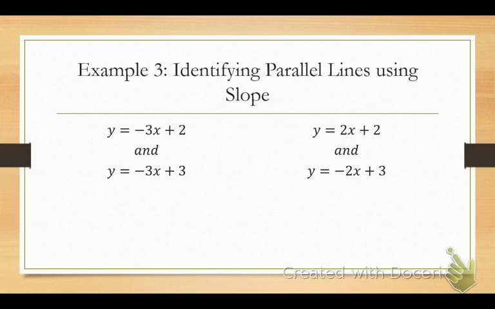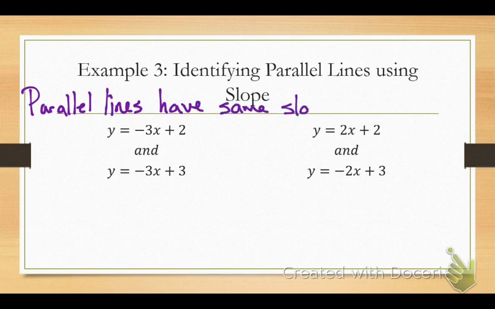Parallel lines, or 2 lines are parallel. Actually, write it this way. Parallel lines have the same slope. Parallel lines have the same slope. I guess I'll write that down too. Parallel lines have the same slope. Because think about it, they can never intersect.